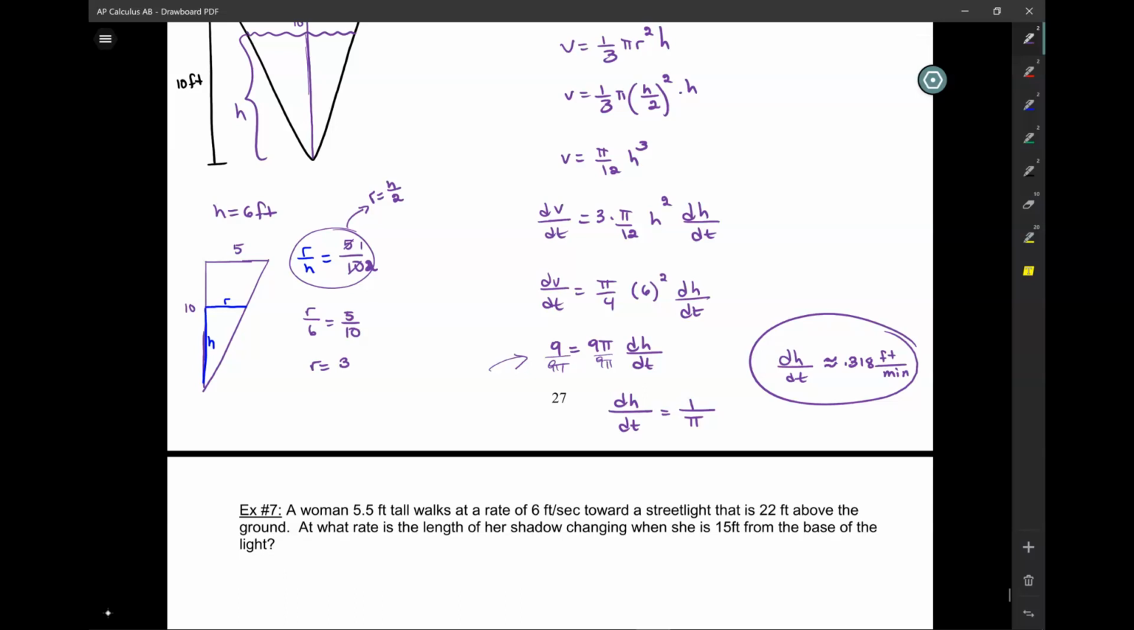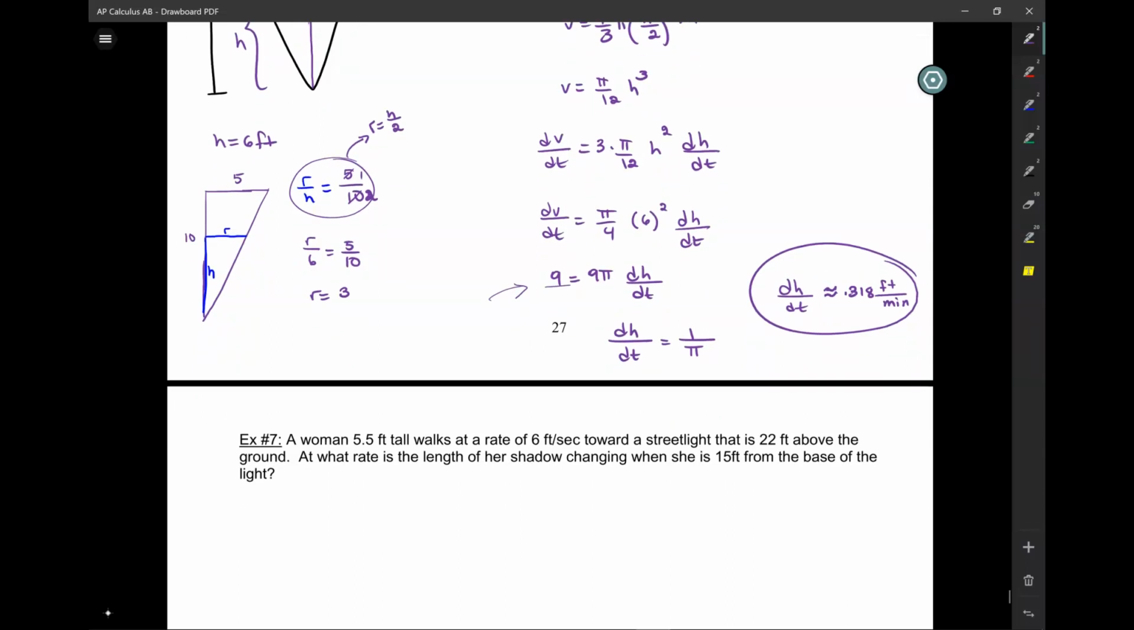If I solve this, divide by 9 pi, divide by 9 pi, then it'll be 1 over pi right here. So I had 9 equals 9 pi dH/dt. I divide by 9 pi.